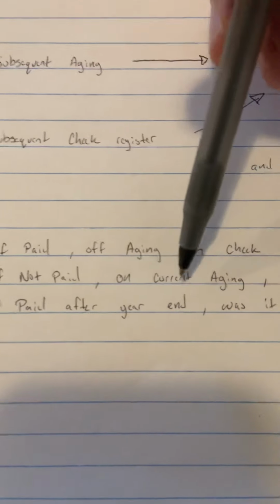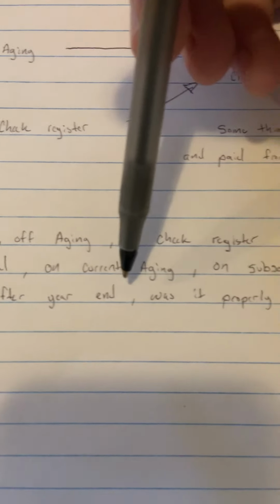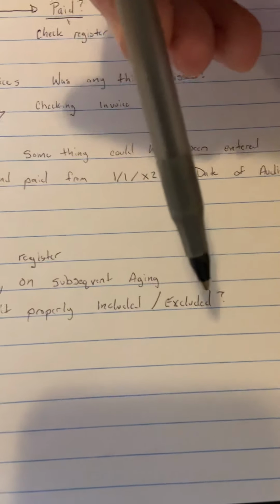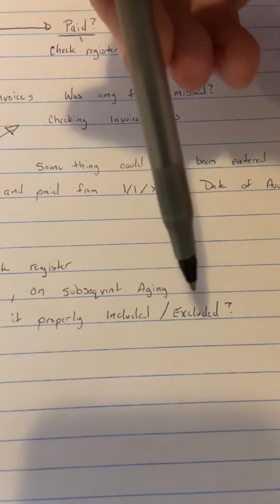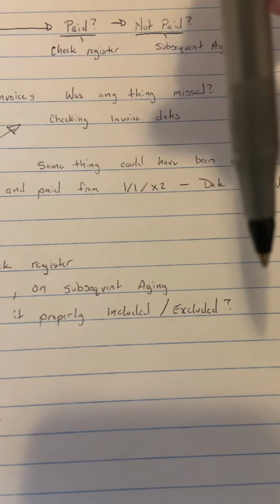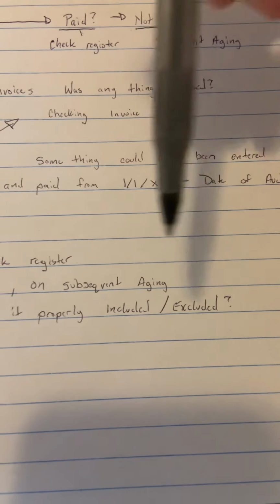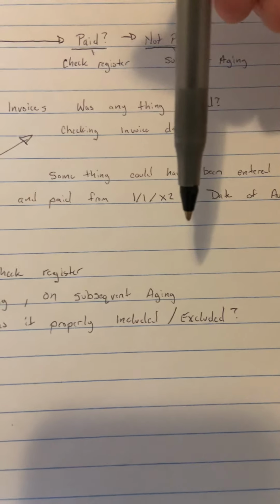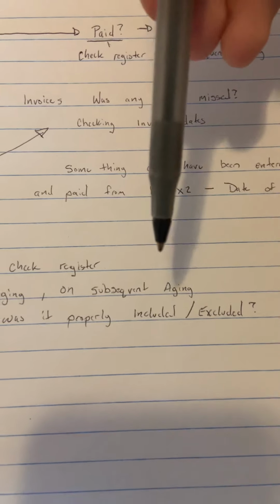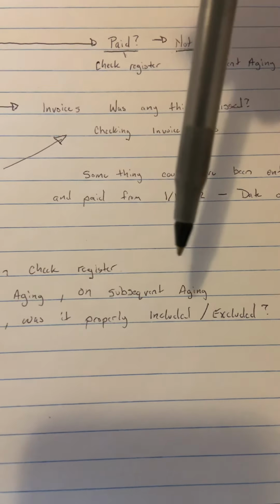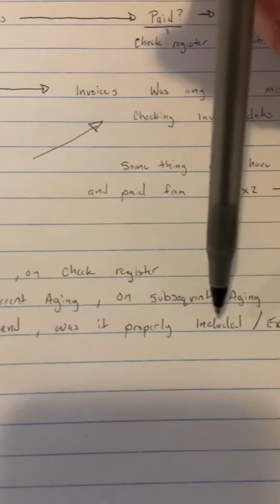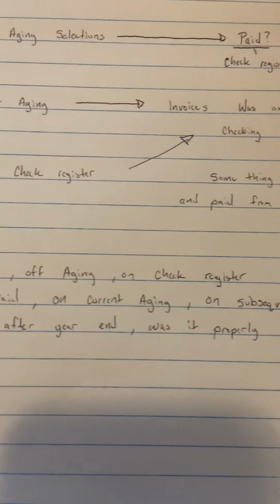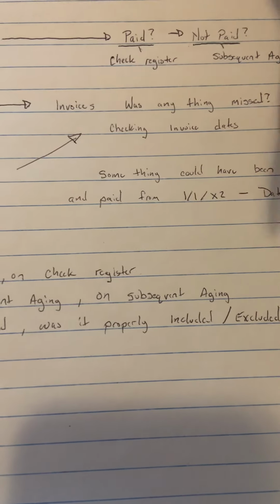If paid after year end, our question is, was it properly included or was it properly excluded? Excluded meaning this is an invoice for the new year, not the year under audit. So it is properly excluded. Properly included means it was paid after year end, but it shows up on the year-end AP aging. So it was properly included.